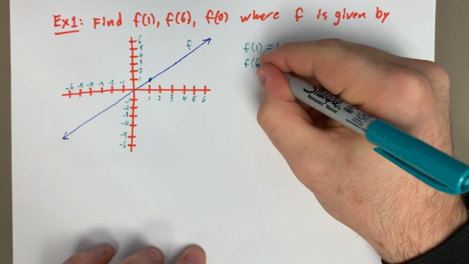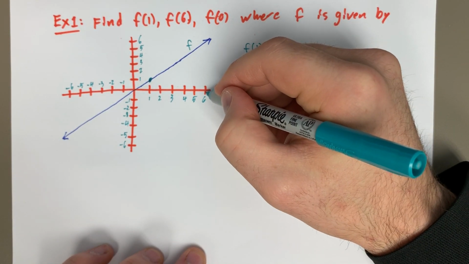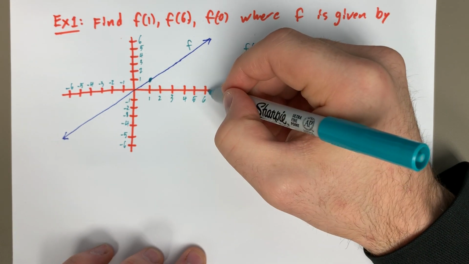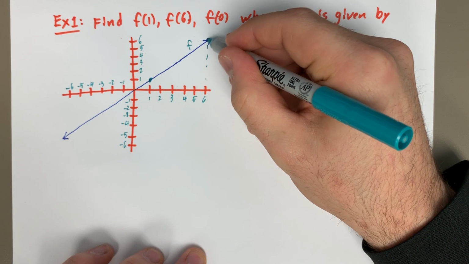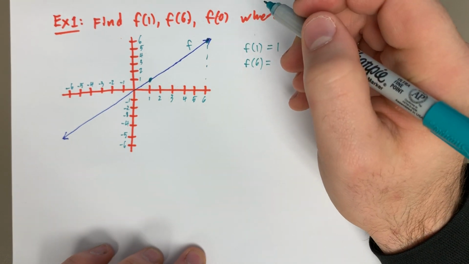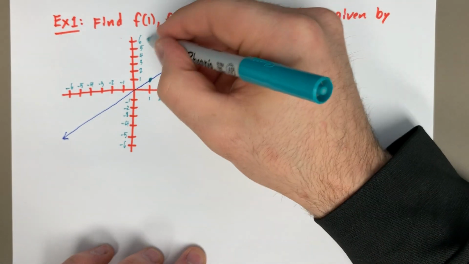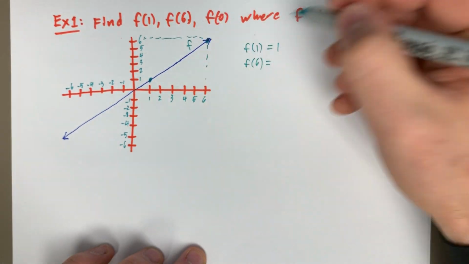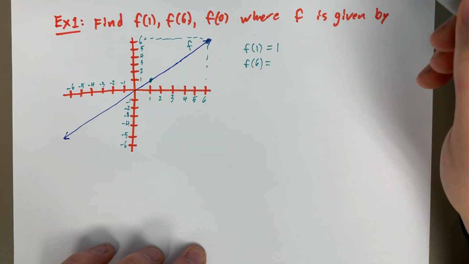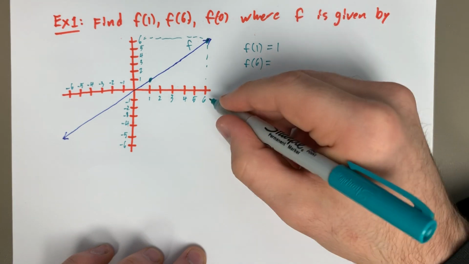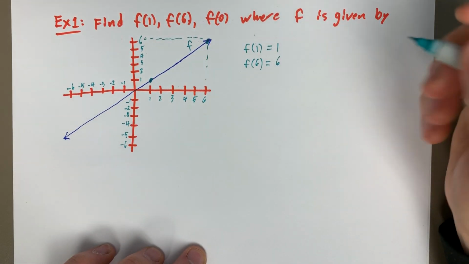Now how about f of 6? When I plug in 6, what's going to come out? So I go over to here, to x is equal to 6, go all the way up to see what y value I hit. It looks like I'm hitting y is equal to 6 as well. So just draw the dashed line over to the y-axis, and that'll give you some guidance as to what the y value would be. So I plug in 6, I get y is equal to 6. So f of 6 is 6. Okay?